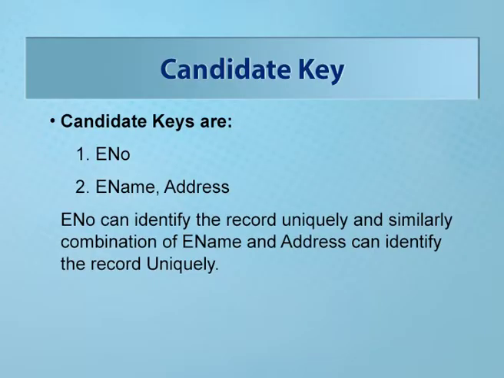So, employee number, or else employee name and address. These two sets we can call the candidate keys. Why? Because with the help of employee number we can retrieve the record uniquely, or else, other than the employee number, if you take the case of employee name and address, this combination also can be used to retrieve the record uniquely. So, both these keys are called candidate keys.